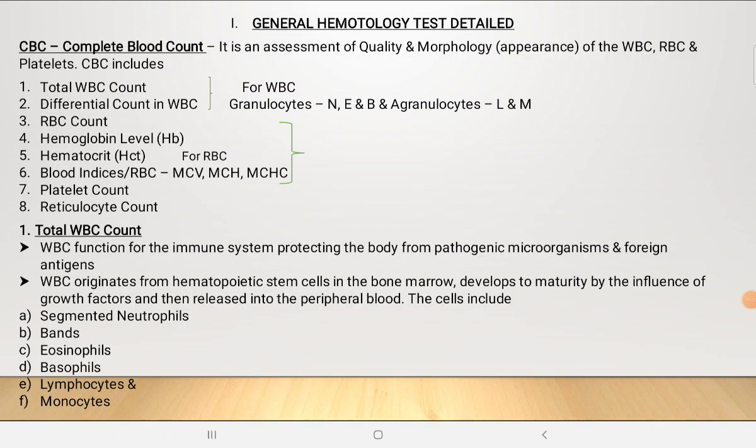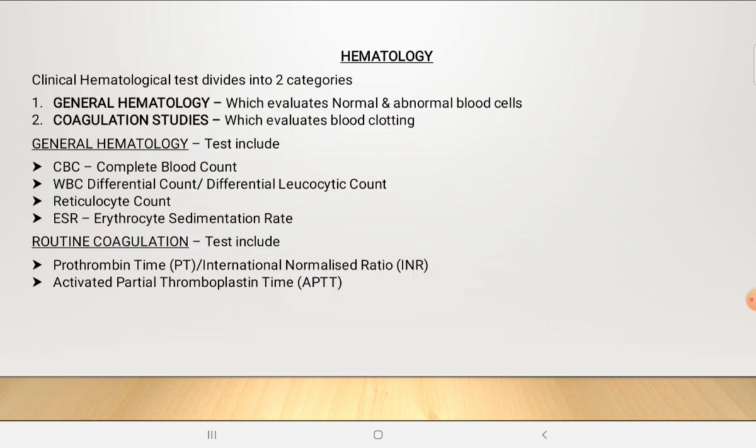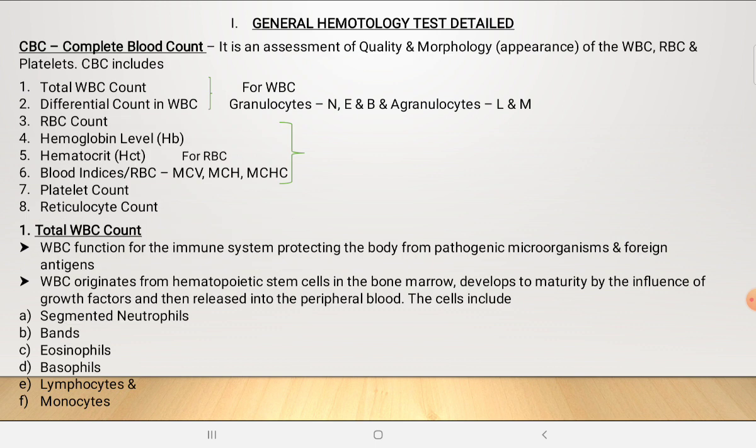Let us speak about the general hematological tests in detail. We have already said that hematological tests are divided into four types: CBC, WBC differential count, reticulocyte count, and ESR. In that, CBC is the complete blood count.